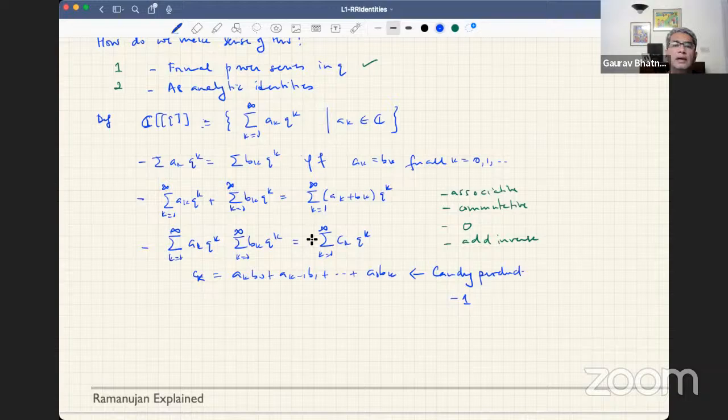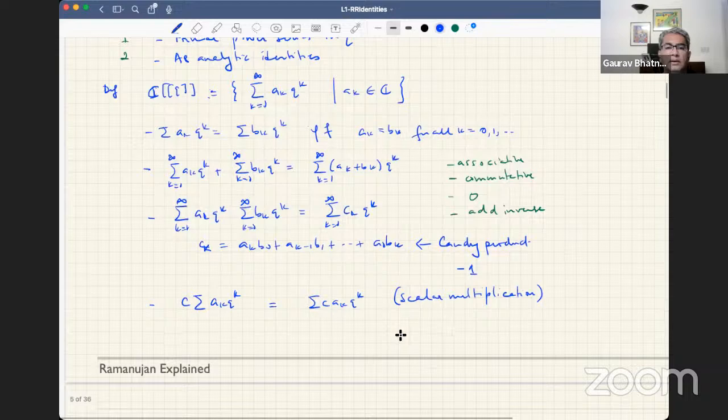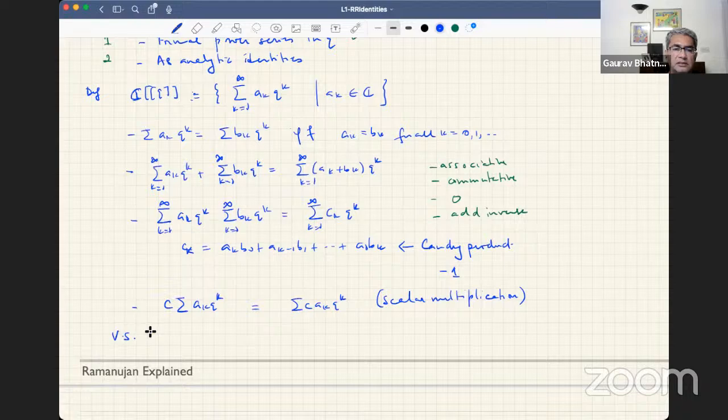Third thing is that you can have a scalar multiplication. So this is defined to be c times a_k. So this is scalar multiplication. So what one is saying is that this is a vector space plus a ring, and it's usually called an algebra.